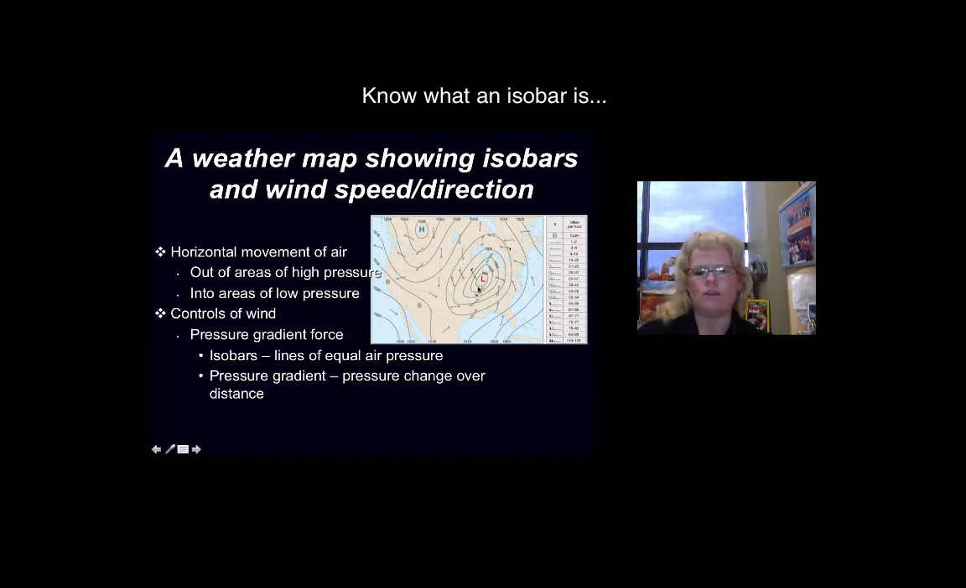What controls the wind that does that? Well, it's the pressure gradient force. Isobars simply represent the lines of equal air pressure. That'll be a test question. So this line of 1012 is all the same, and that's why it's in that line. Everything in between is something else, but this line at 1008, all of this would be 1008.